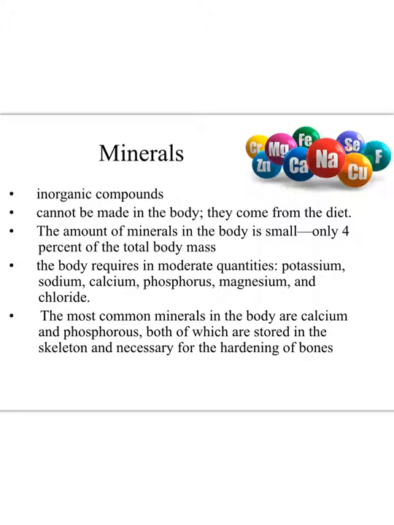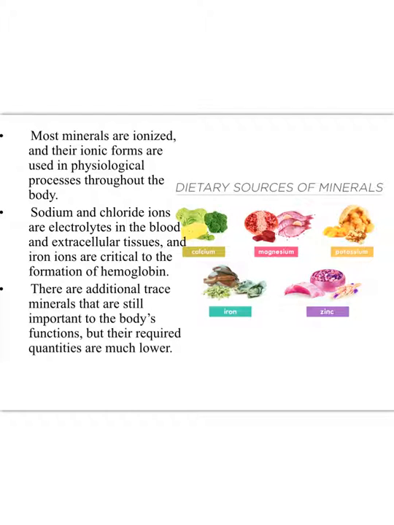And it should be pretty obvious to you that we store a tremendous amount of our calcium and phosphorus supplies in the skeleton. Most of the minerals that are in your body are in the form of ions, and the sodium and chloride ions are the electrolytes that we talk about along with potassium when we speak of things like muscle contraction and nerve transmission.